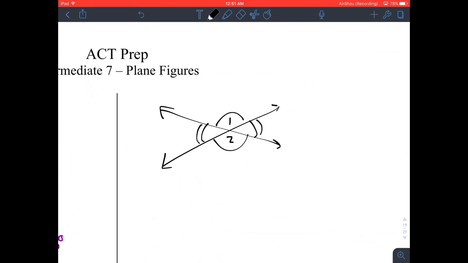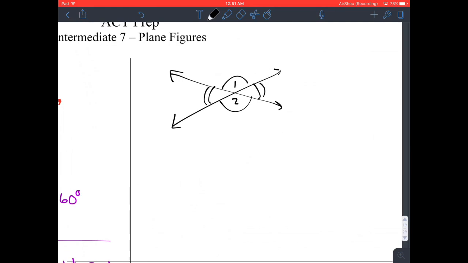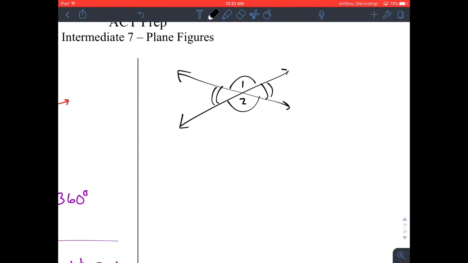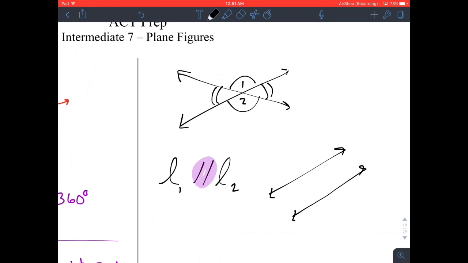Let's talk about parallel. Let's say that we're told that line L is parallel to line L2. This symbol here is parallel. That means that those two lines are in the same plane and they never touch each other. They go on forever without touching. Same number of arrows like this means parallel.